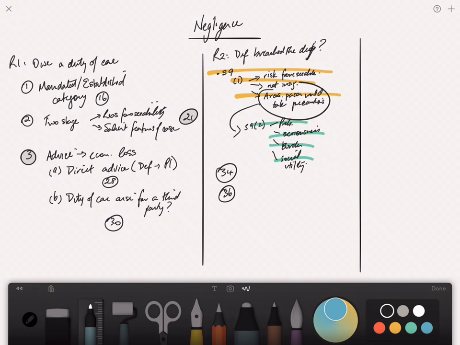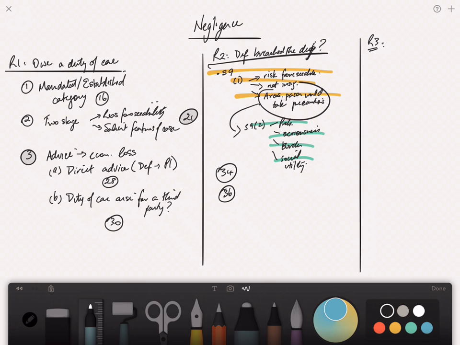Okay, so if we've owed a duty and we've breached the duty, we can then move on to the third requirement, right? So if we don't show we owe a duty, then you can't be negligent. Even if you owe a duty, if you haven't breached that duty, you can't be negligent. Now we need to establish if we have breached the duty, did the breach cause the harm?